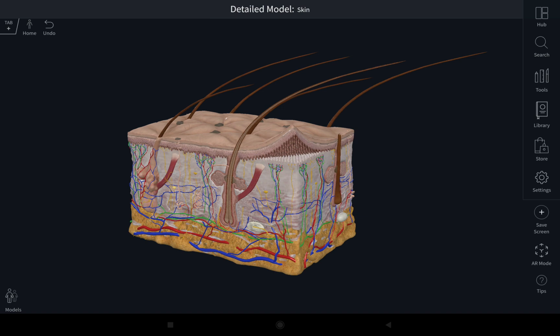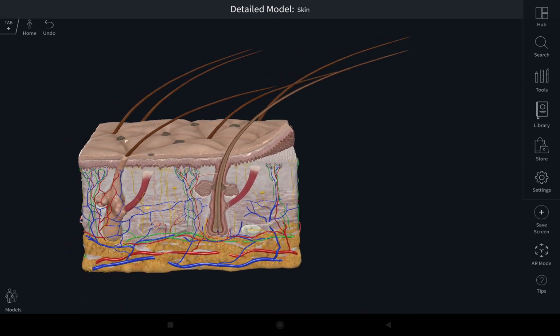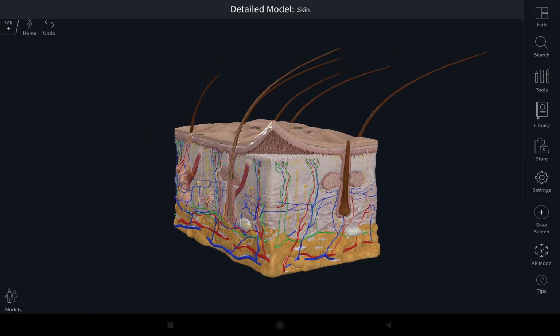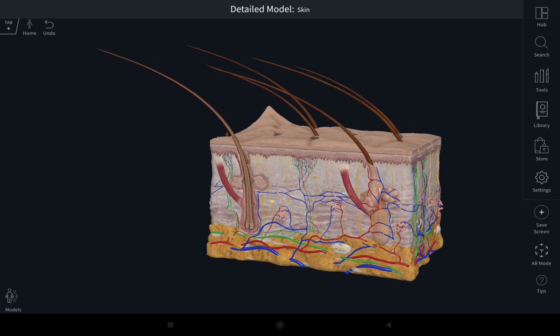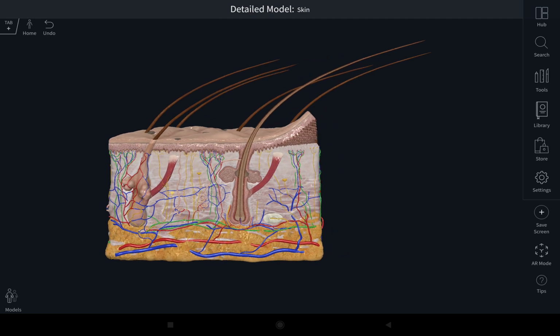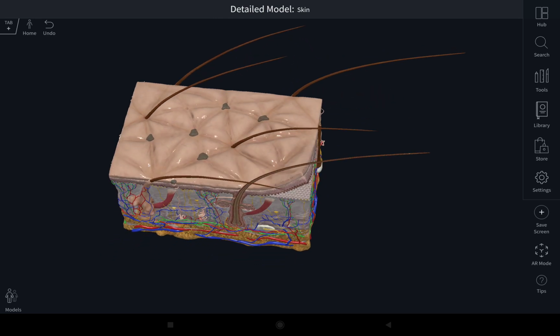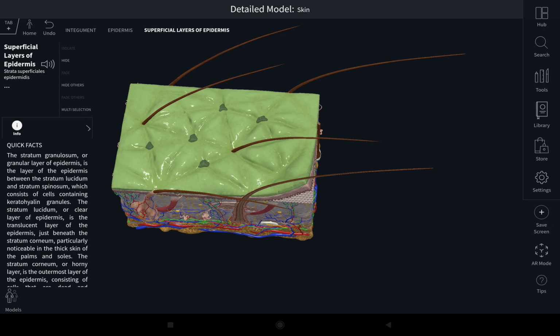Today I will discuss the structure of the skin. Here, this is a 3D model of a cut section of the skin representing different layers of skin and different structures. First of all, the outermost part of the skin is the superficial layers of the epidermis.